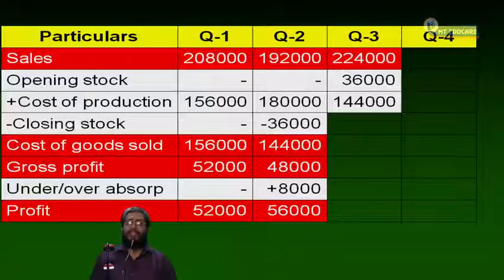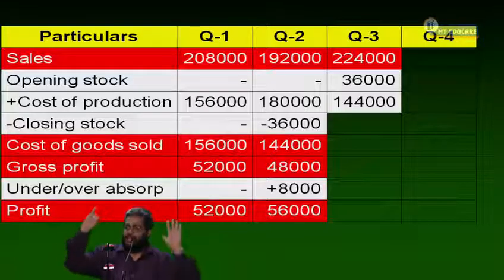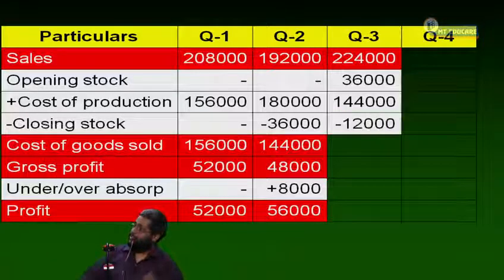Is there any closing stock? Yes. How many units? 2,000 units. Should be valued at how many rupees here? 6 rupees. The stock value is 12,000.